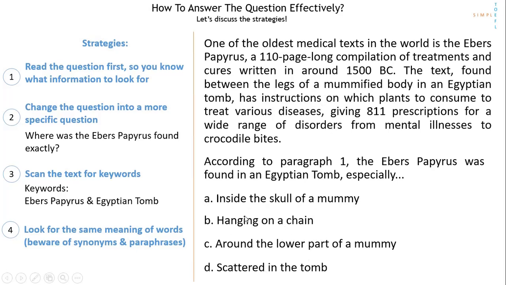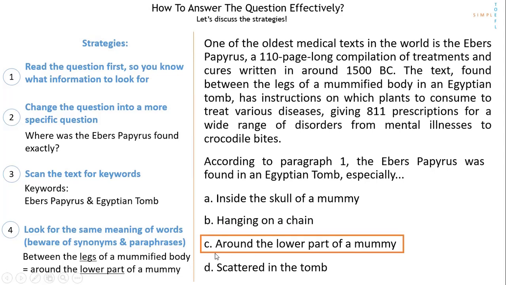So, in the options, is it inside the skull of a mummy? No. B, hanging on a chain? No. Around the lower part of a mummy? Well, that's most likely to be the answer. Between the legs of a mummified body has the same meaning as around the lower part of a mummy. Legs has the same meaning as lower part. The synonym of legs is lower part, and the paraphrase of between the legs of a mummified body is around the lower part of a mummy. So C is the answer.